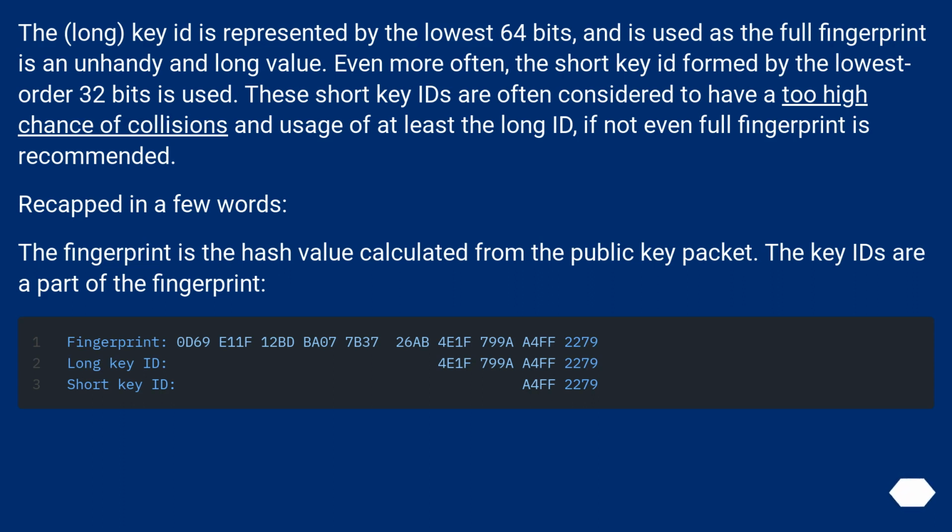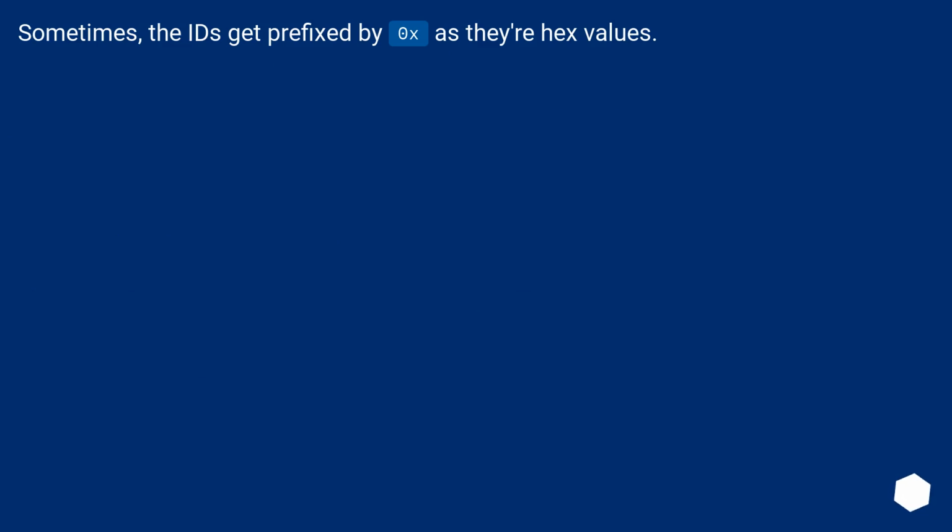Recapped in a few words. The fingerprint is the hash value calculated from the public key packet. The key IDs are a part of the fingerprint. Sometimes, the IDs get prefixed by 0x as their hex values.